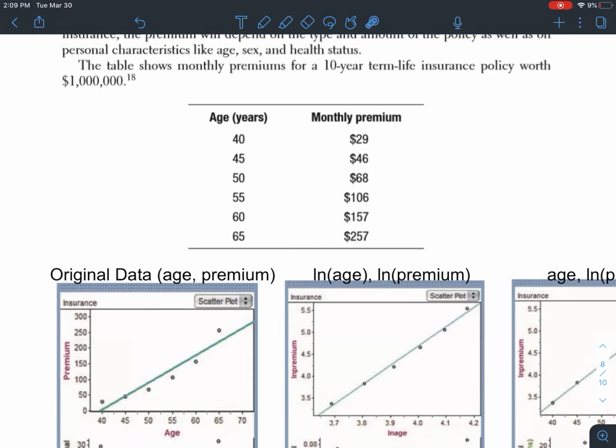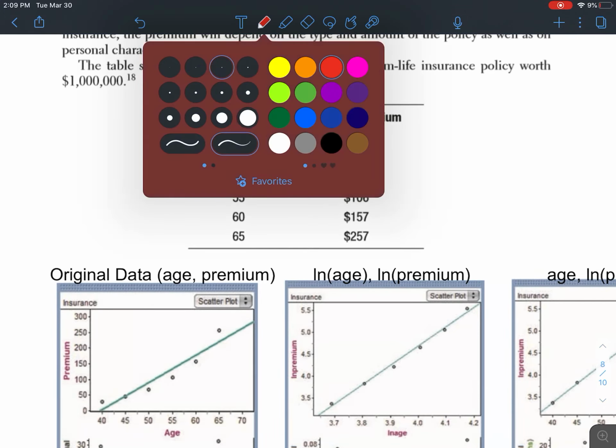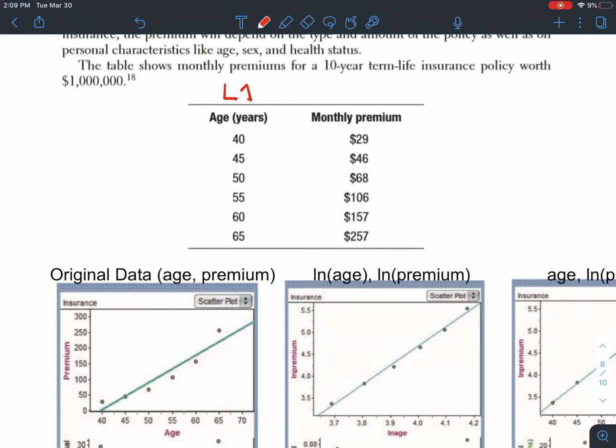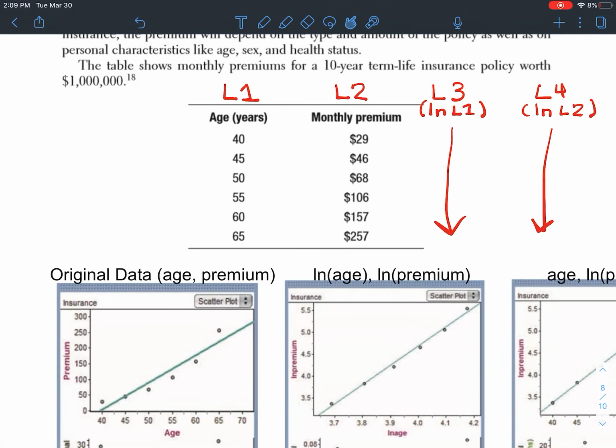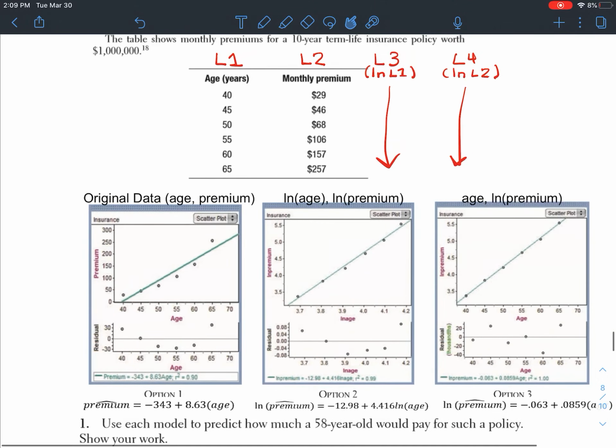Now, what you would do if you were actually doing this on your calculator is you would enter these ages into L1, you would enter these monthly premiums into L2, and L3 you would define as either log or natural log of L1. Okay, and then L4, you would define that as natural log of L2. Okay, and it would fill in these columns here for you. Okay, and then you would make each of these 3 scatter plots.